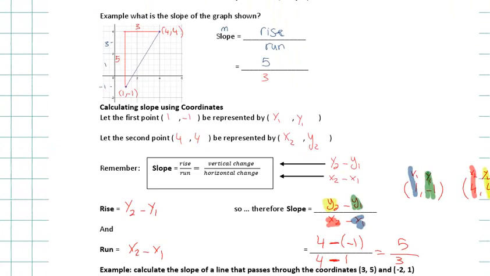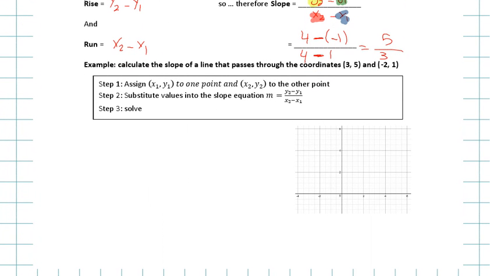So, the question is asking to calculate the slope of a line that passes through the coordinates 3, 5 and negative 2, 1. Okay? So they gave you the 2 points. First point is 3, 5. Second point is negative 2, 1. Okay? The first thing you want to do is you want to assign the letters for each one. So what do I call this? X1. X1, Y1? y1, right? Remember alphabetical order, x, y. Okay? What do I call this? X2? x2, right. y2. Okay?